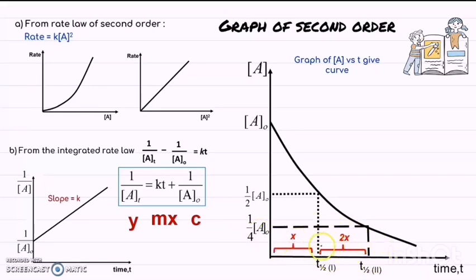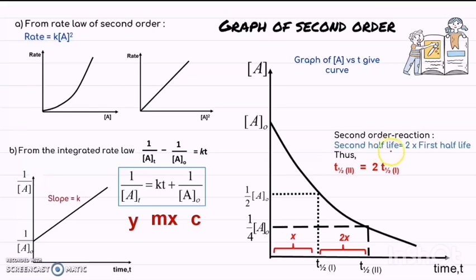If we look at the graph, we can see that the first t half is equal to x, while the second t half is equal to 2x. Means the second t half is double our first t half. For the second order reaction, second half-life equals 2 times first half-life, thus t half second equals 2 t half first. This is the difference between the graph of A versus t of second order and first order.